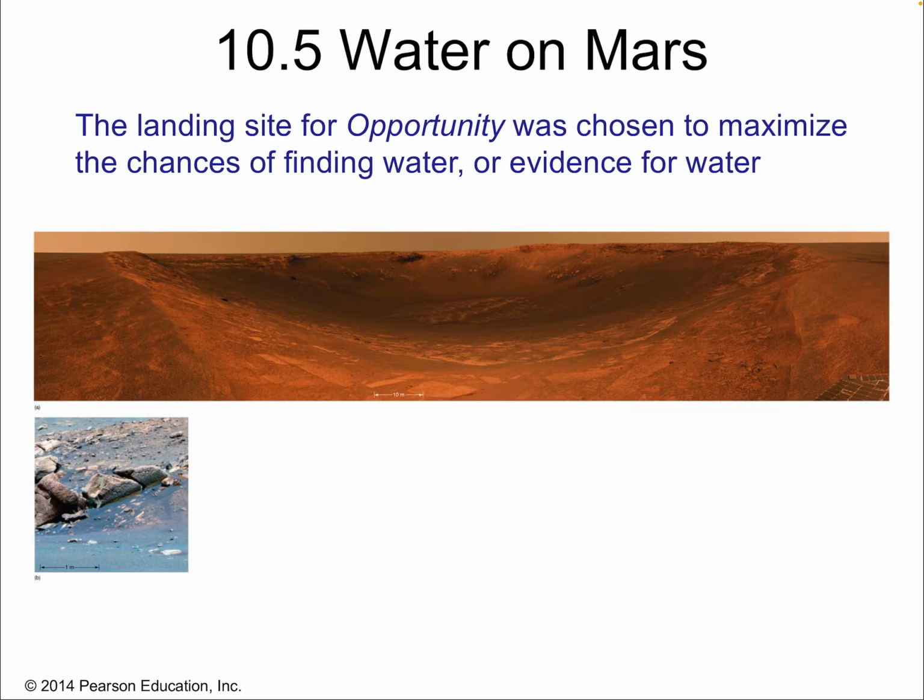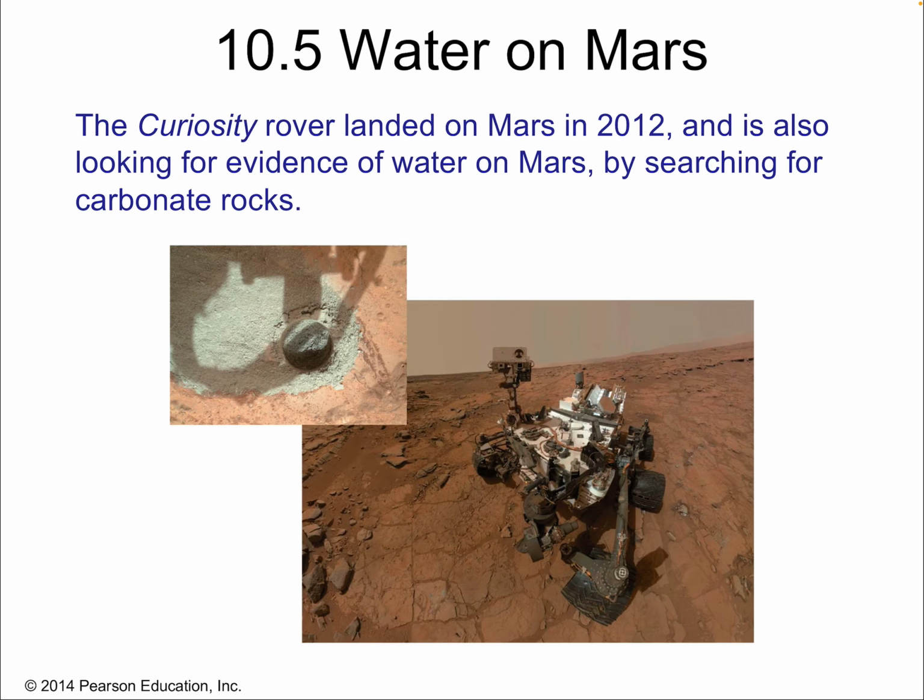The landing site for Opportunity, this is in the early 2000s, was chosen to maximize the chances of finding water, or at least evidence of water, okay? Now, there's been lots of pictures of rocks that appear to have been weathered in streams, and all this indirect evidence of water, but no, we're not actually finding any bubbling brooks or anything, okay?